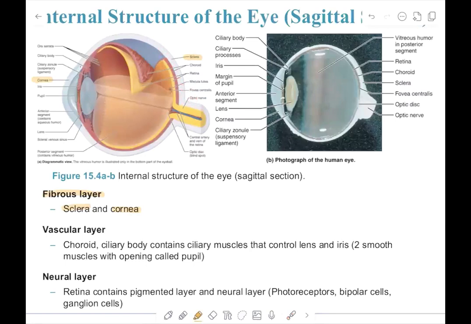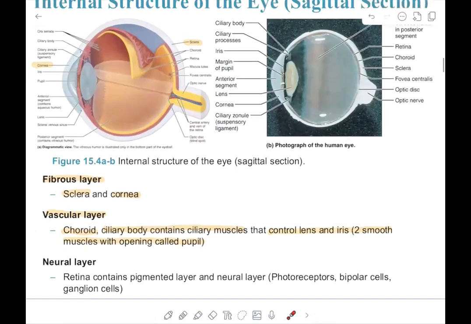The vascular layer is the middle layer of the eye, and it includes the choroid. The ciliary body contains the ciliary muscles, which control the lens, and the iris. And the iris is specifically made of two smooth muscles that constrict and dilate the pupil. So it would be this middle layer of the eye that you can see right here.